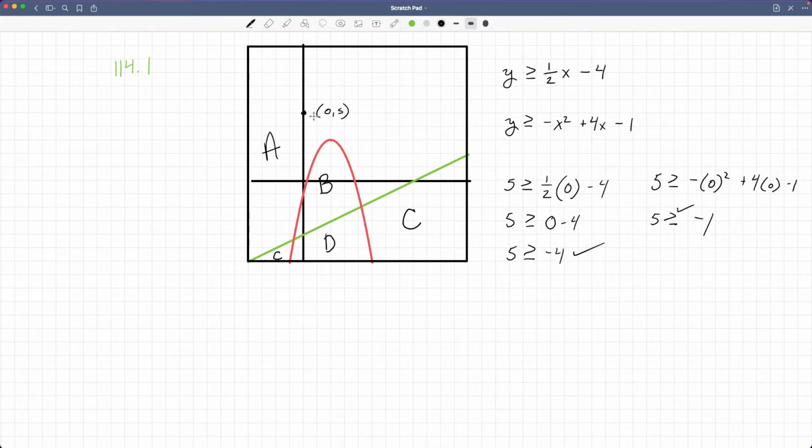So yes, this point makes both of these statements true, so we can assume that all the points in section A will make this statement true. So I'm going to take my highlighter and color in all of the area as best I can, because I'm not the best colorer in the world because I'm over the age of 5. So this would be the area that you would highlight as your answer, the area above in section A.